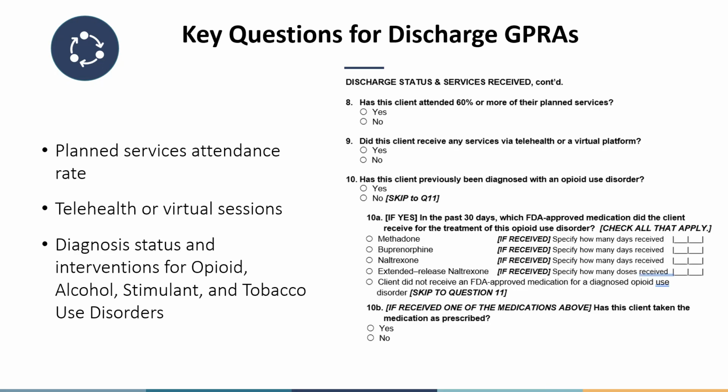So discharge questions also explore the rate the client attended their planned services, the rate of telehealth, their virtual sessions, and a set of questions focused on whether the client has been previously diagnosed with an opioid use disorder and alcohol, stimulant, or tobacco use disorders. So this screenshot here just shows you one section of this discharge related to these points that I was making. And then you can see there's a question 10, has this client previously been diagnosed with an opioid use disorder, and some sub questions. You'll see similar breakouts like that for other substances listed on the slide. And again, these are in the administrative non-interview portion of the discharge.